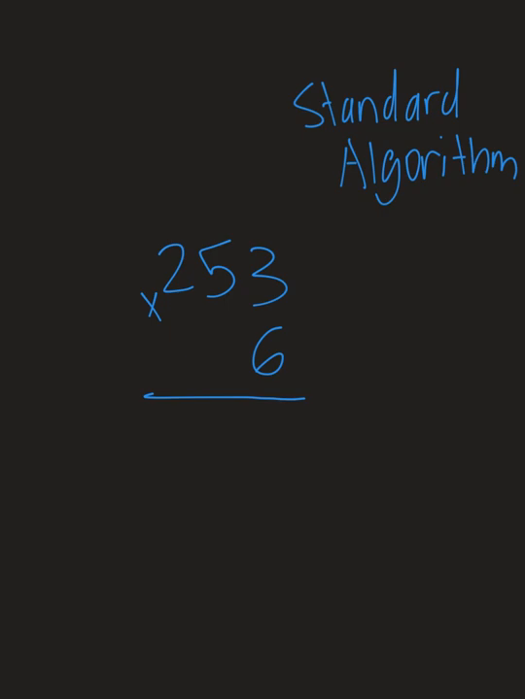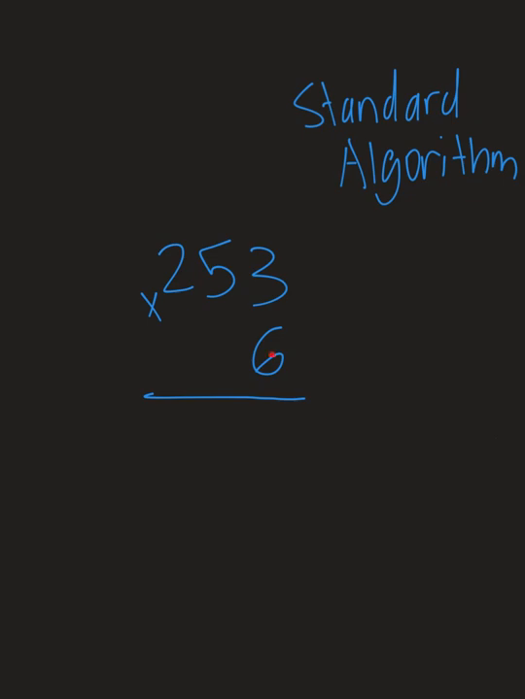All right, so we start the same way. We do our ones place times our ones place. But with standard algorithm, we do not use the real values. We just use the numbers, no matter what place we're in. So we're starting in the ones place.